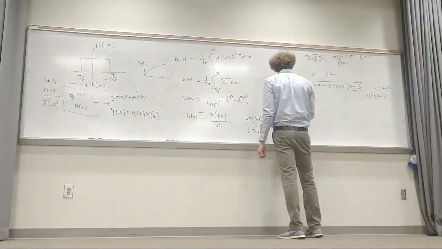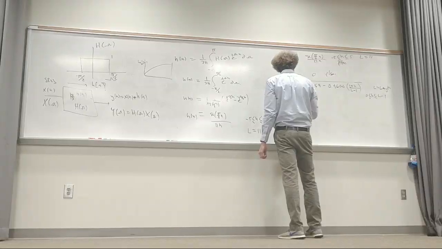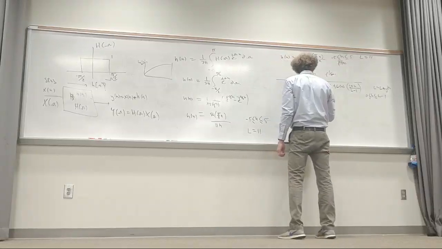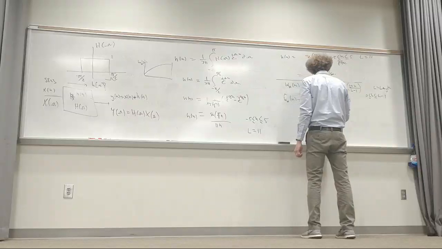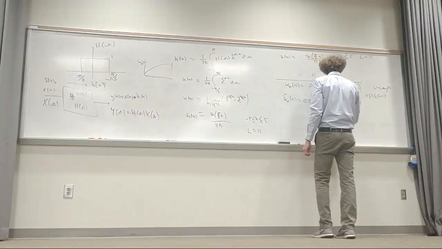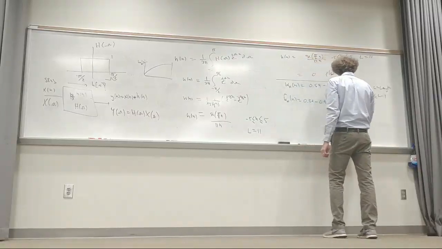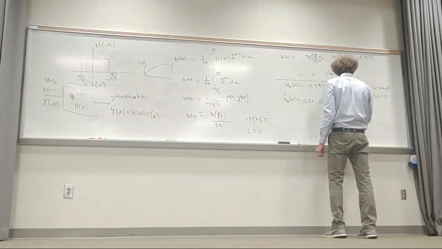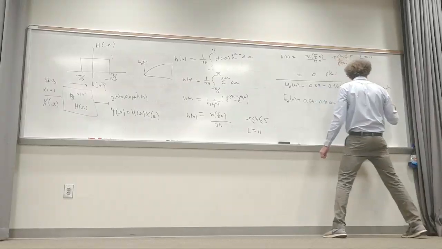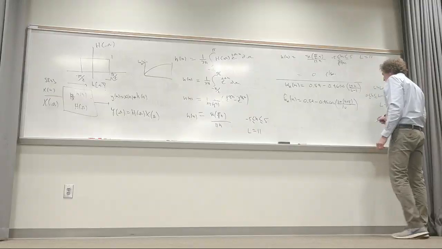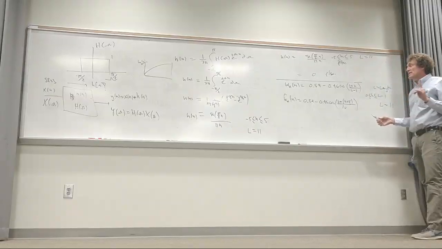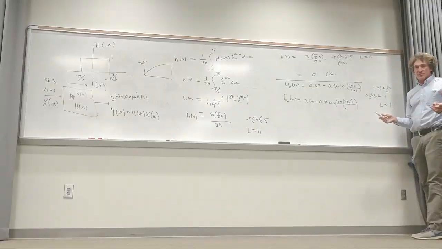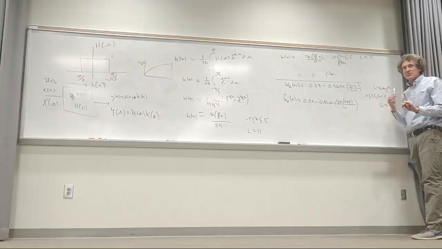So I'll call it w hat of n, he put a little hat here at n, and that's 0.54 minus 0.46 times cosine here of 2 pi, but not n, now it's going to be n plus 5 over 10, because here L is 11. Now, this is the way the book does it. I'm going to show you something. You don't have to do it this way. What he's showing you is the way it's usually done.